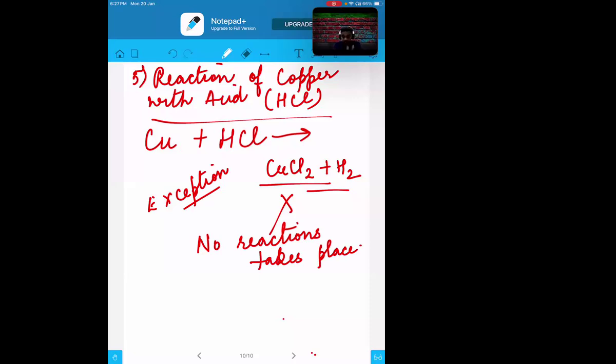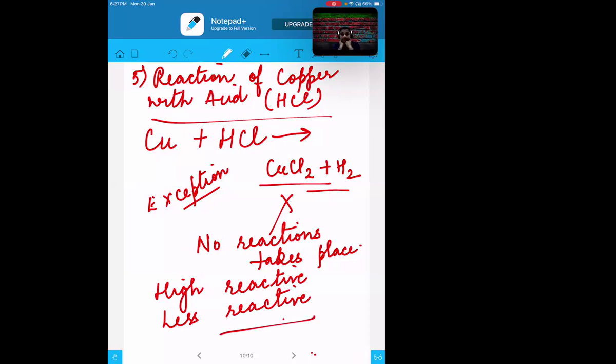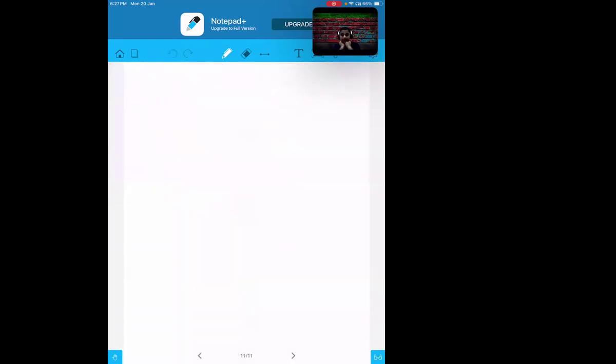The reason I'll tell you: there are metals which have high reactivity and some which are less reactive. So some metals are highly reactive and some are less reactive. When we talk about copper, it is least reactive, okay? Because it is less reactive than hydrogen. So whatever is more reactive will be able to replace it, but whatever is less reactive will not be able to replace it.